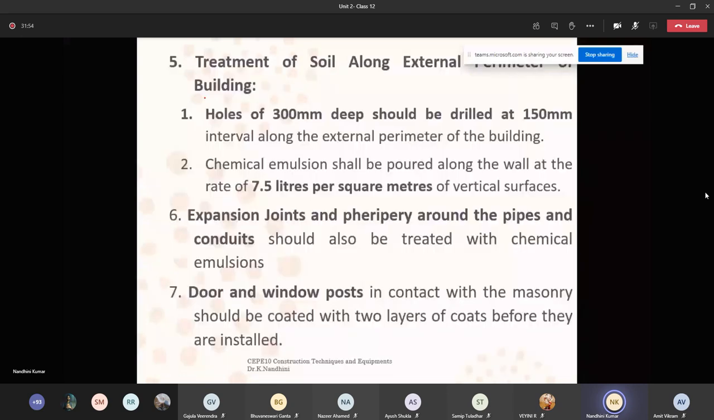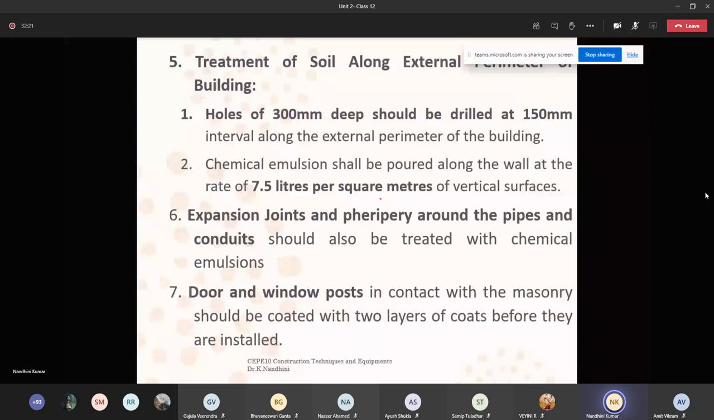Treatment of soil along the external perimeter of the building. Holes of 300 mm depth shall be drilled at 150 mm interval along the external perimeter of the entire building. Chemical emulsion can be, are you all along with me? Yes, ma'am. Okay. Chemical emulsion should be poured along the holes at the rate of 7.5 liters.